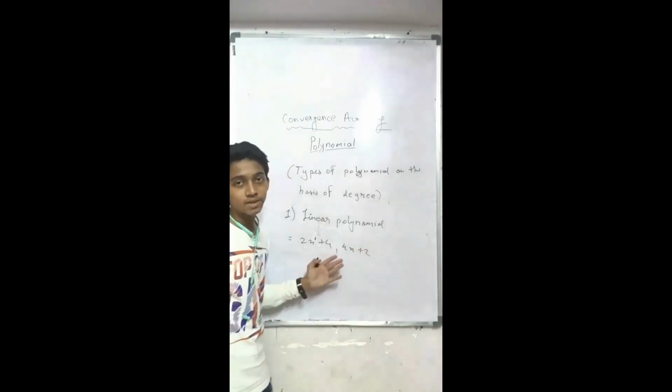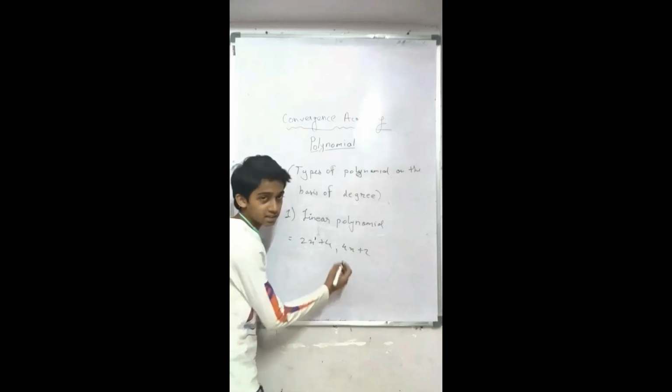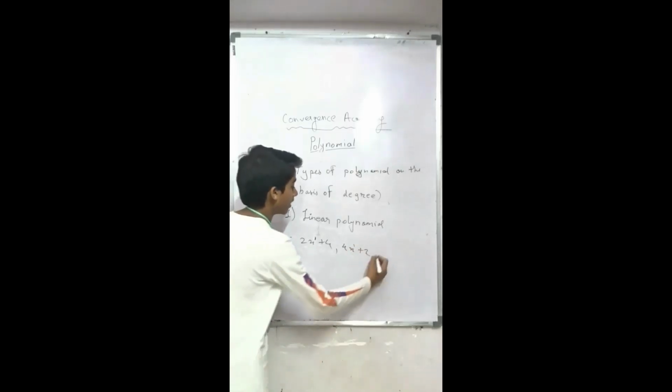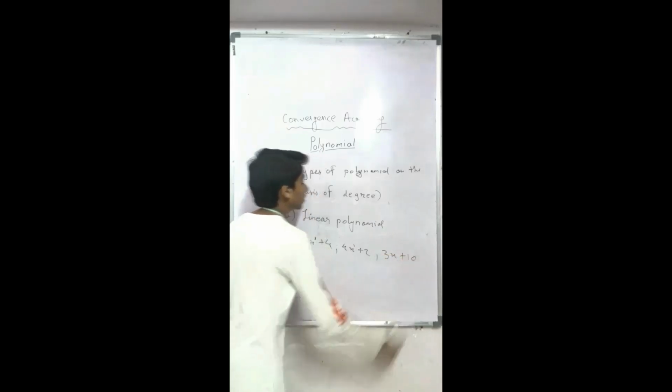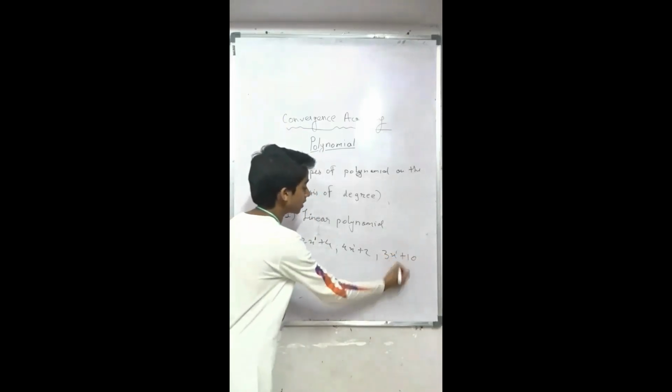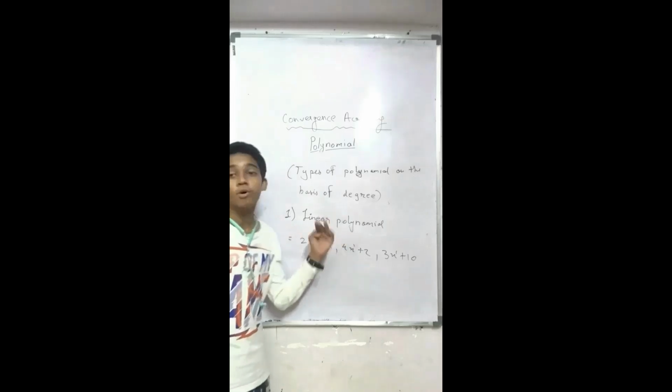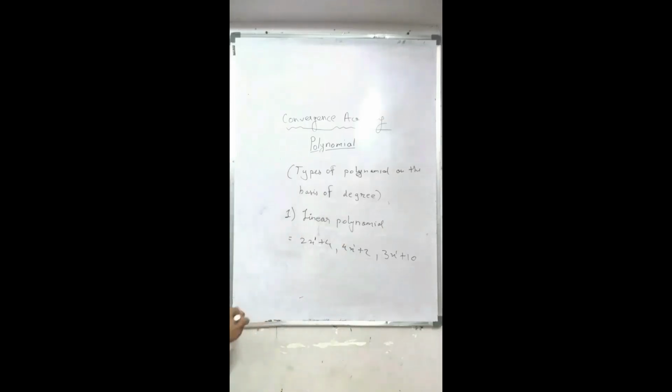Then next is this, which is also an example of a linear polynomial. The highest degree is 1, and one more example we'll take. So you see that the highest degree is 1. So that's why it's called a linear polynomial. Okay. So we'll move to the next.